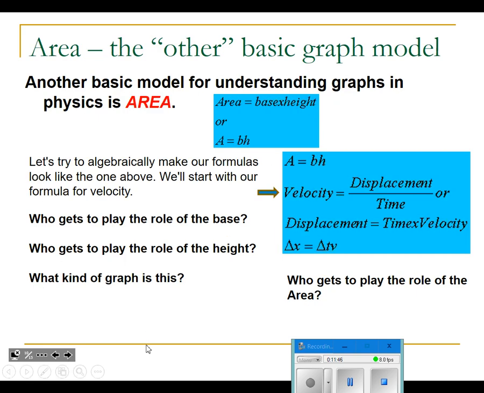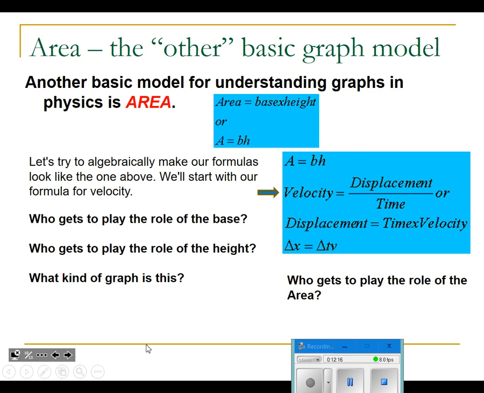Now, the other thing that we are going to talk about with this particular PowerPoint is the area. This is the other basic graph model of information that we'll use. Area is base times height for most of the graphs that we're dealing with because they're linear in some way. So when we talk about it algebraically, we'll start with our formula for velocity again. Velocity is displacement over time. Well, I can rearrange that so that it is displacement equals velocity times time.